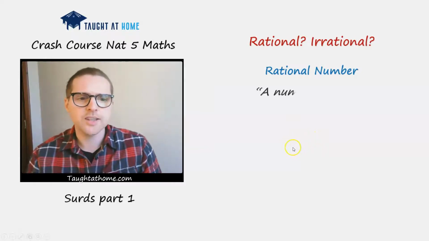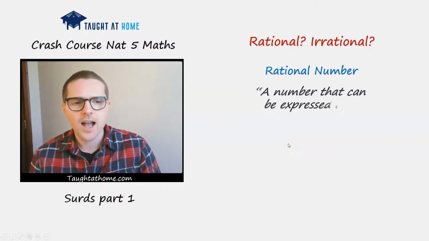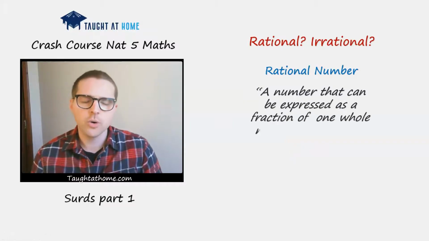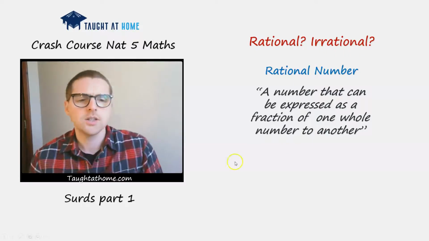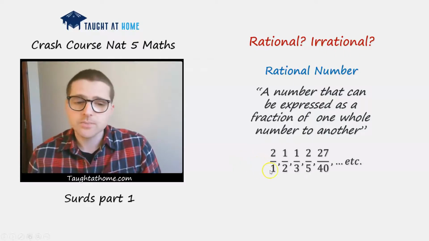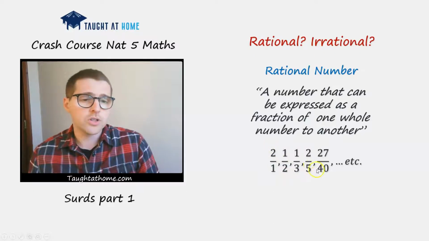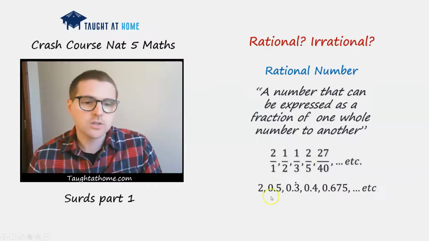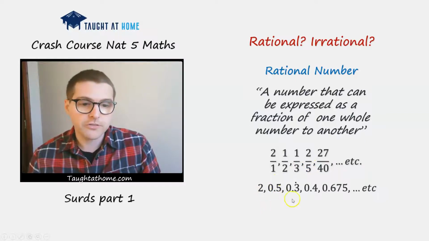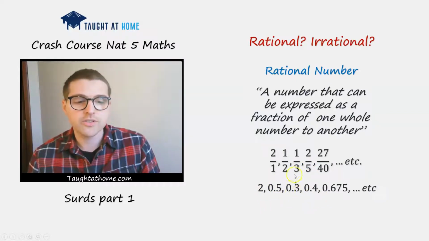Well, a rational number is simply a number that can be expressed as a fraction of two whole numbers. It's a ratio of two integers. And these just look like fractions. So 2 over 1, 1/2, 1/3, etc. These can also be expressed as decimals. So we've got a whole 2, 0.5, 0.4 and 0.3 repeating.